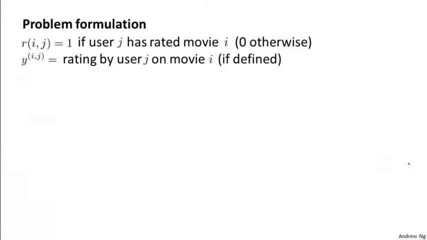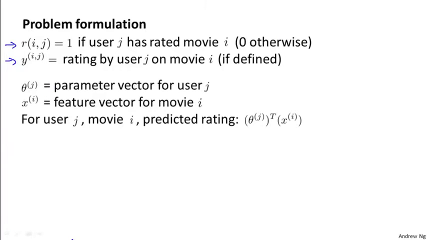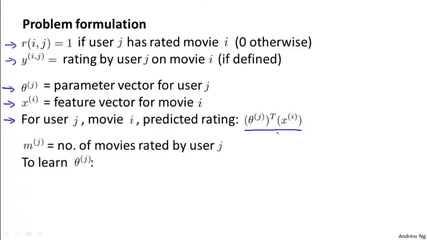More formally, here's how we can write down the problem. Our notation is that r(i,j) is equal to 1 if user j has rated movie i, and y(i,j) is the rating of that movie if that rating exists, that is, if that user has actually rated that movie. On the previous slide, we also defined theta j, which is a parameter for each user, and x i, which is a feature vector for a specific movie, and for each user and each movie, we predict that rating as follows.